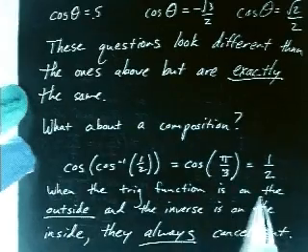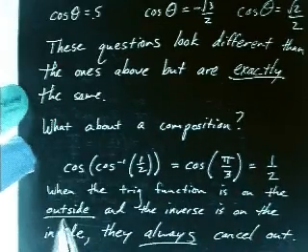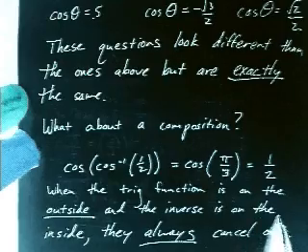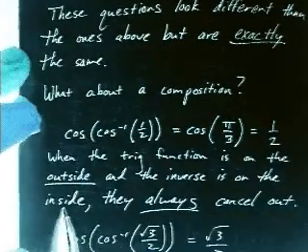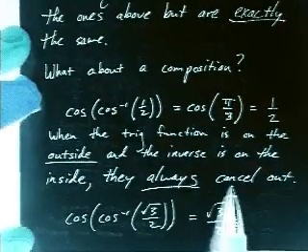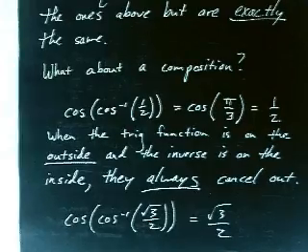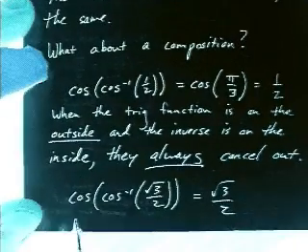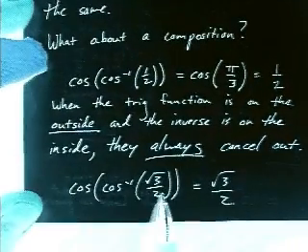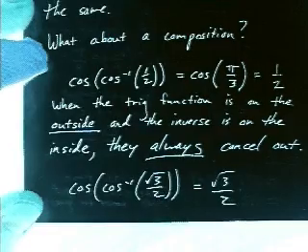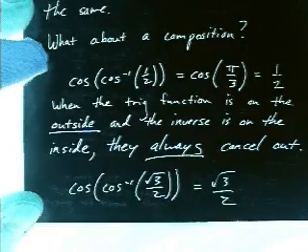When the trig function is on the outside and the inverse trig function is on the inside, they always cancel out. Always, without fail. That's true for sine, cosine, tangent. So when you look at this, cosine of cosine inverse of radical 3 over 2, boom, radical 3 over 2 is the answer. Don't even have to think about it.